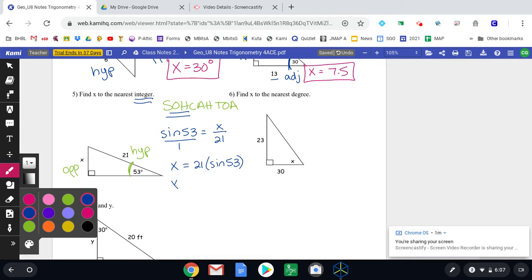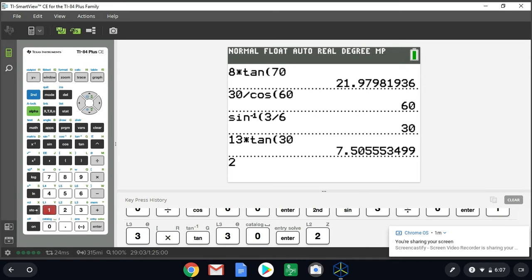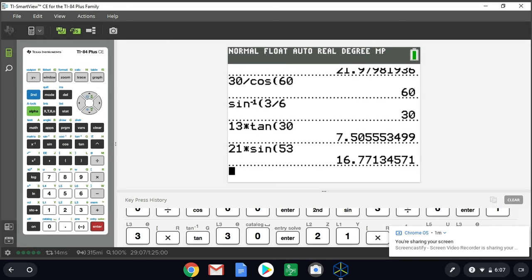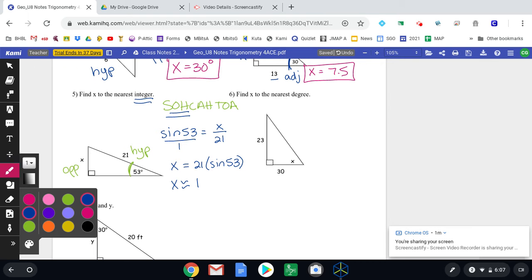And I want this to the nearest integer. So 21 times the sine of 53. I get about 16.77. So it's going to round to about 17.